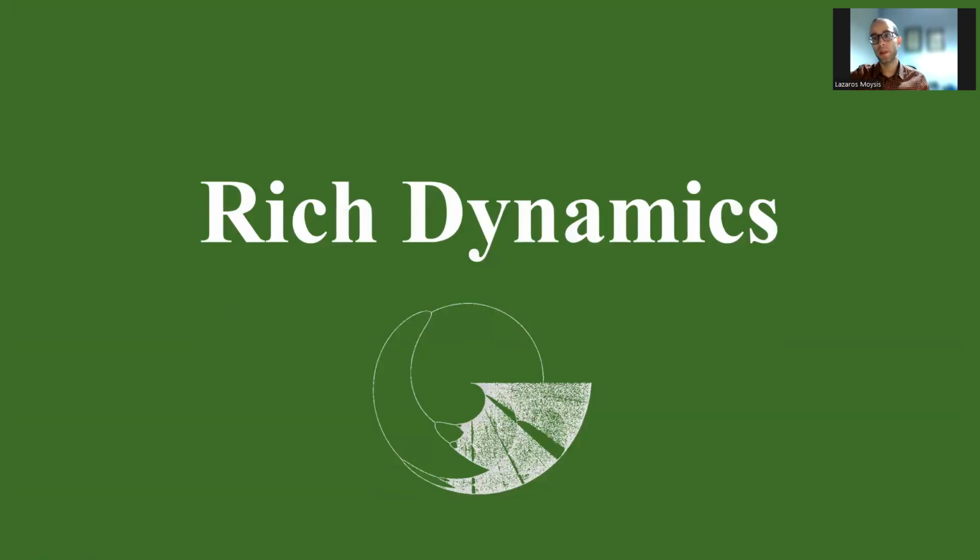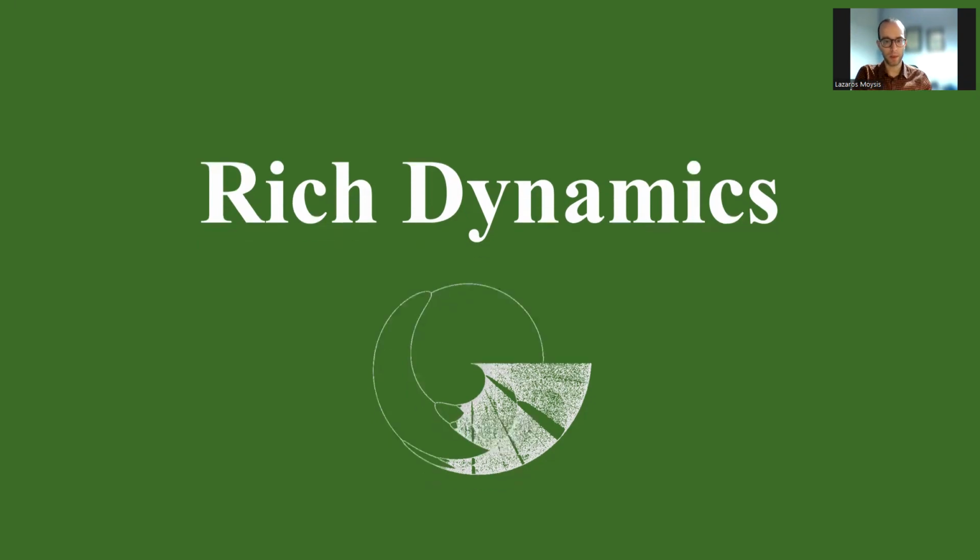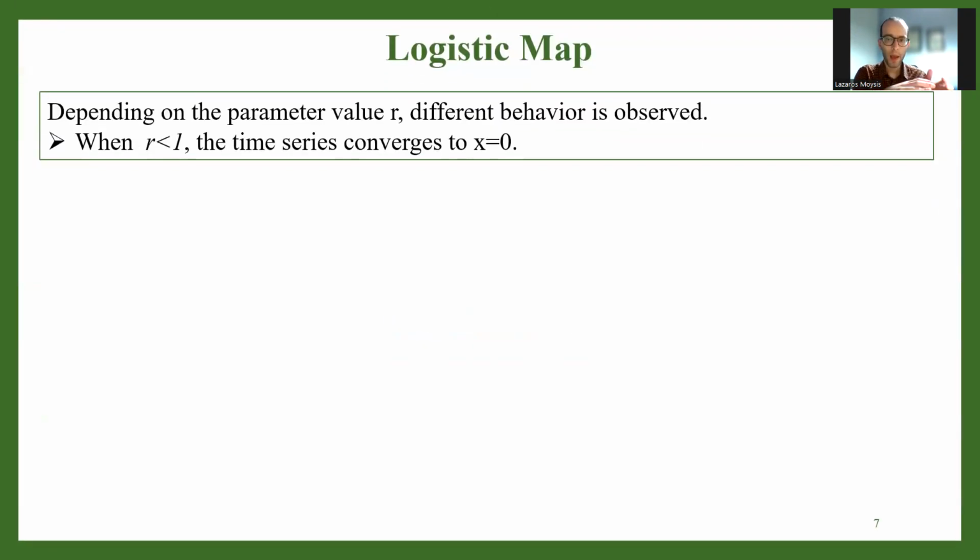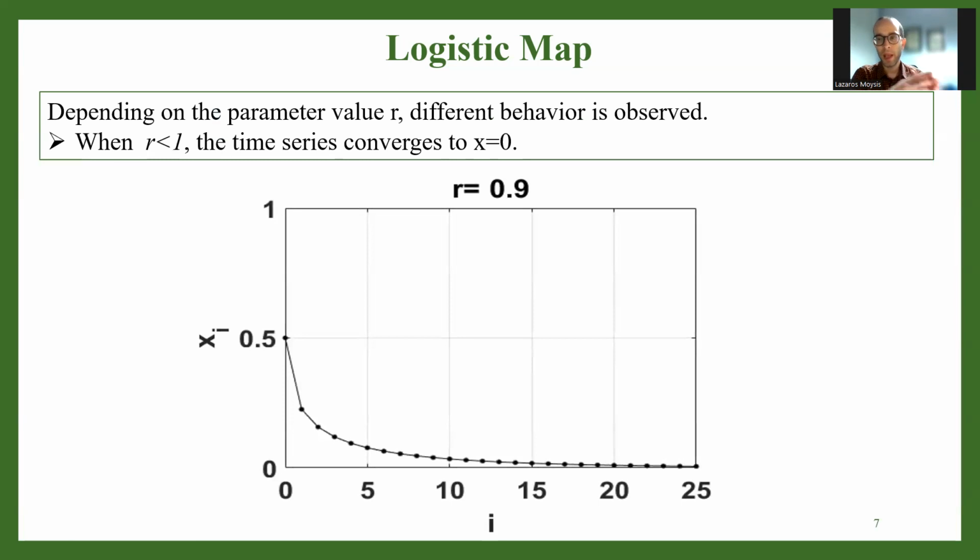So let's talk about the rich dynamics of the system. The rich dynamics depend on the value of the parameter. So this control parameter affects the way the system behaves. So let's see what happens. If the parameter r is from 0 to 1, so it takes values smaller than 1, the behavior we have is that the system converges to a fixed value, to an equilibrium, if you are familiar with the term.